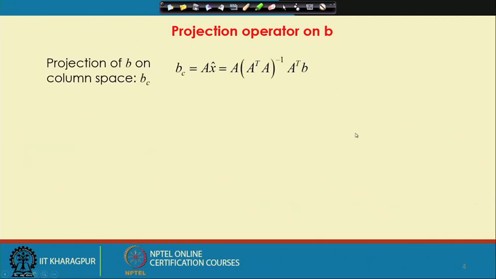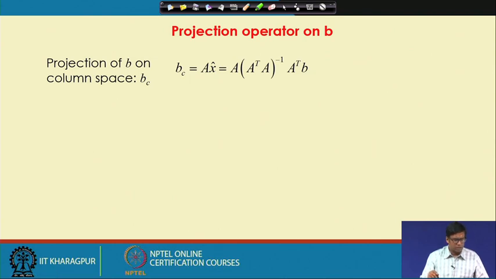The projection of B is B_c, equal to A x tilde, which is A (A transpose A) inverse A transpose B. We must verify what happens if B already lies in the column space of A. This is a general projection: like I have a space, my hand is a subspace, and there is a vector which is away from the subspace. If I project it, this will be the projection. Now, I have the vector lying in the space already, B is already a member of the column space. What will be the projection? The projection will be the vector itself.